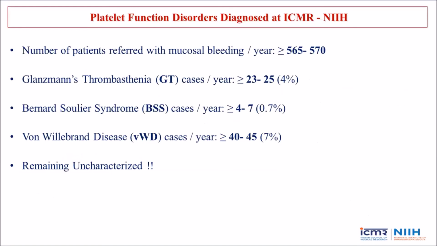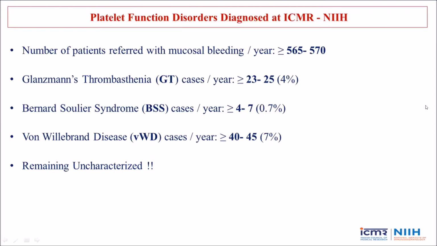Now, these are some of the data of NIIH, what we have seen or what we see regularly. So generally in a year, we get about 570 patient referrals with mucosal bleeding for a possible platelet function disorder diagnosis. Out of that, we get about 4% Glanzmann's thrombasthenia, 0.7% Bernard-Soulier syndrome, and about 7% of them turn out to be von Willebrand disease. But the rest are still uncharacterized. That's a big number.